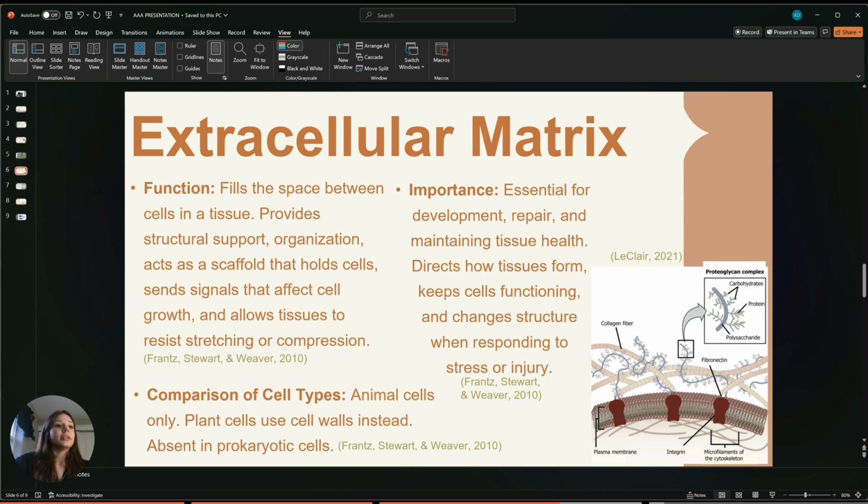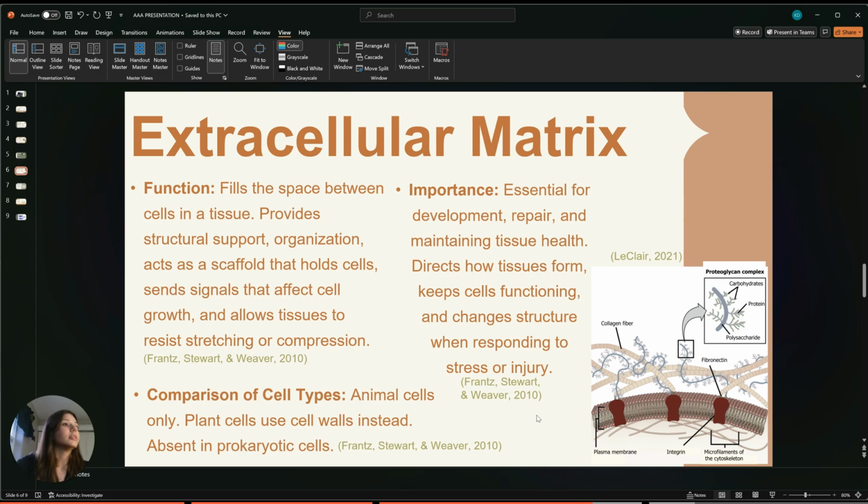The ECM is found in animal cells where it fills the space between cells. Plant cells don't have ECM, they use a cell wall. ECM is also absent in prokaryotic cells. It changes depending on tissue type and whether it's healthy, injured, or cancerous.